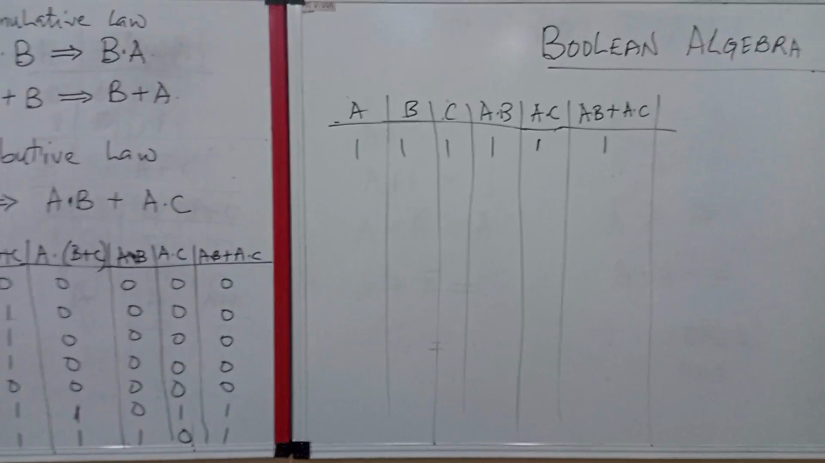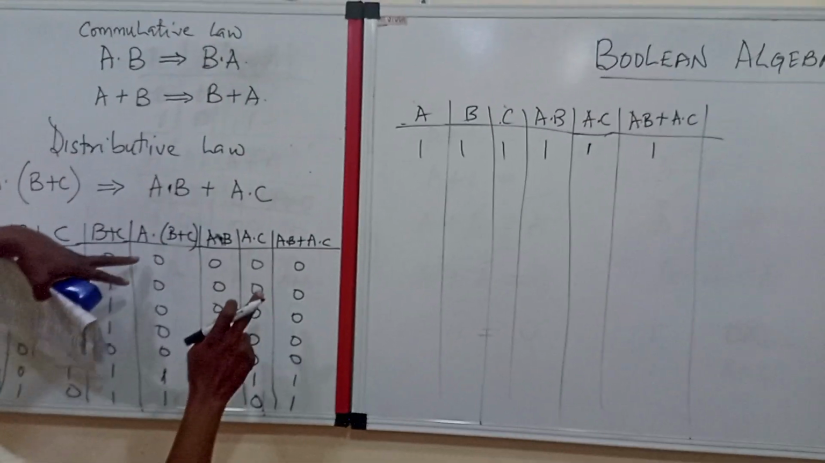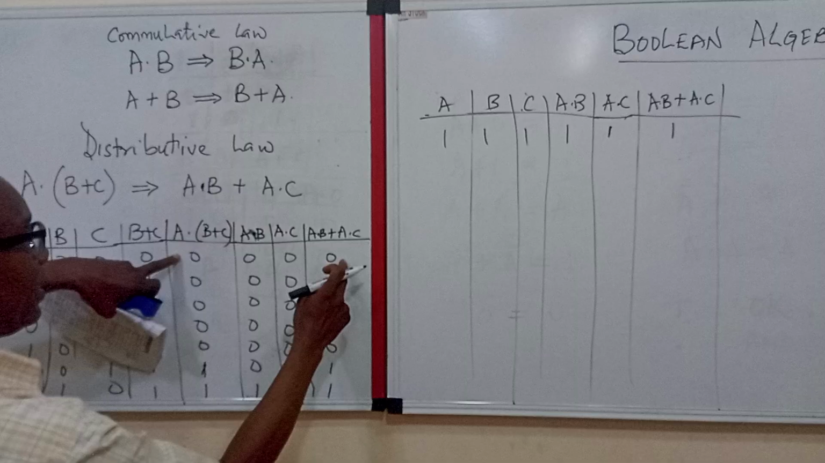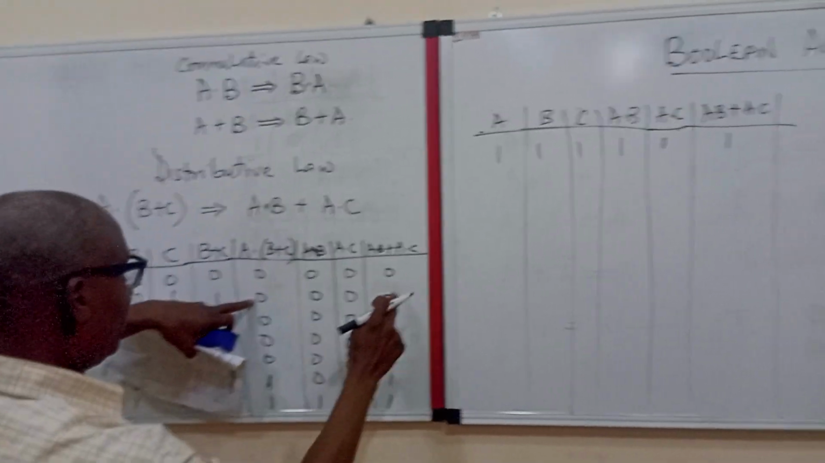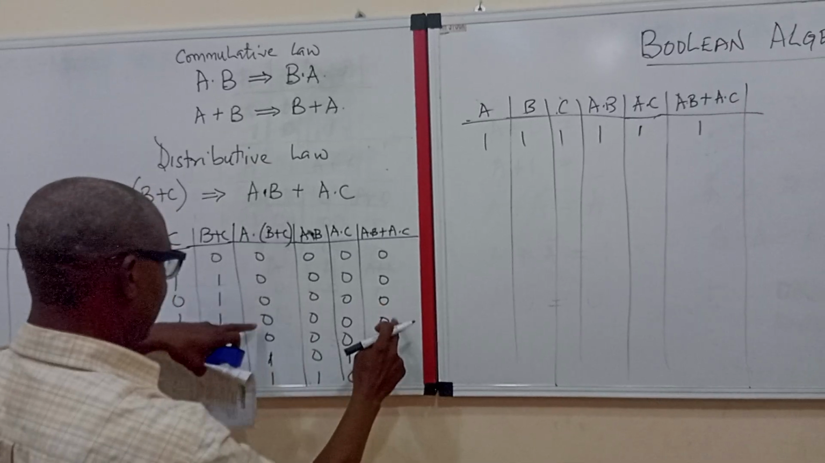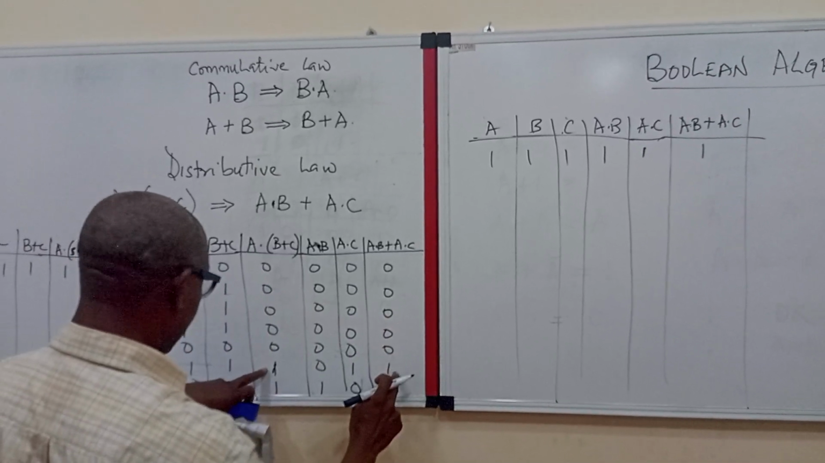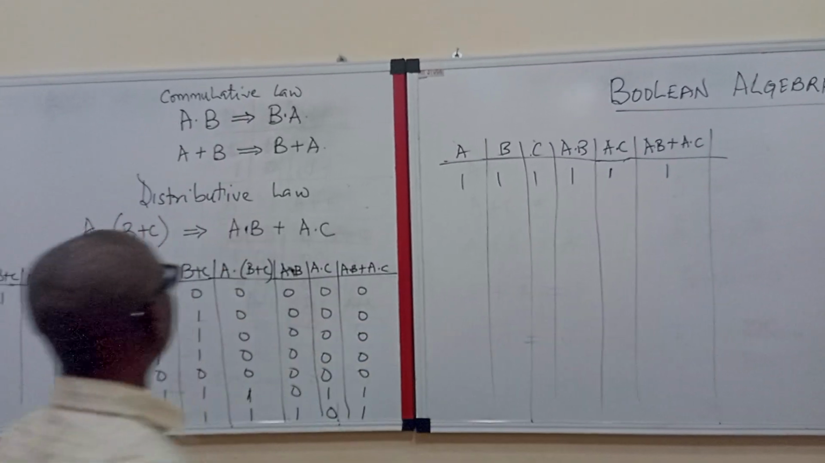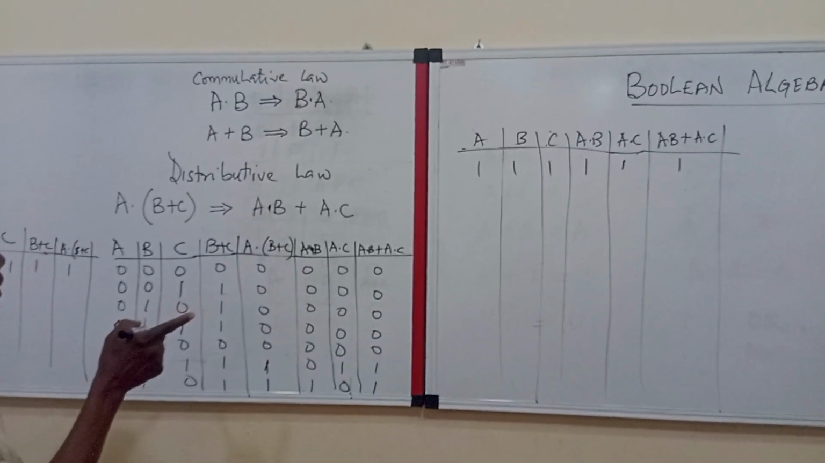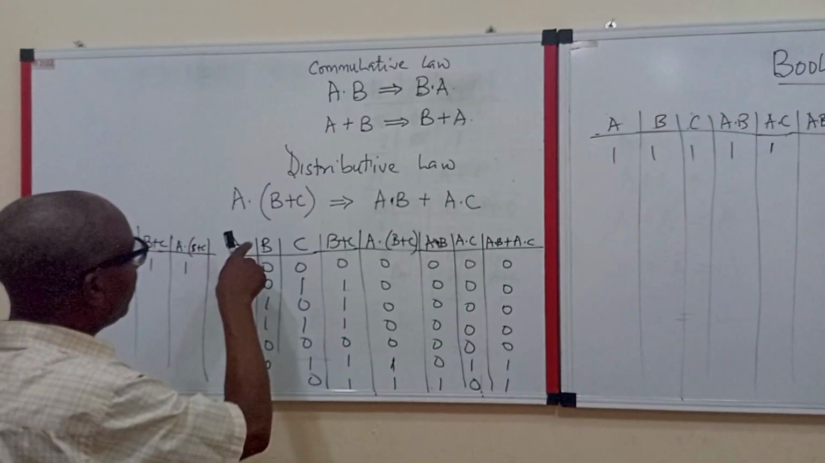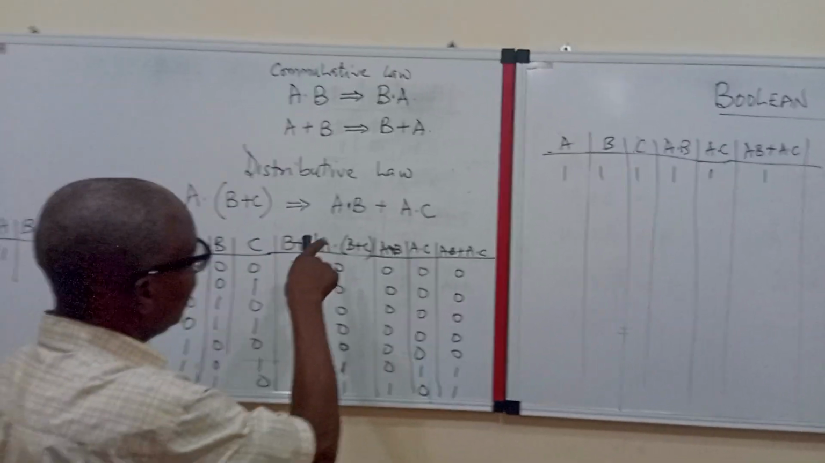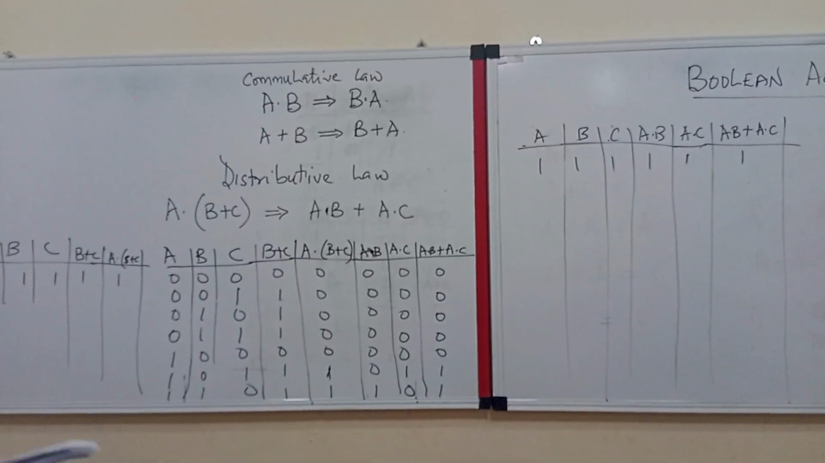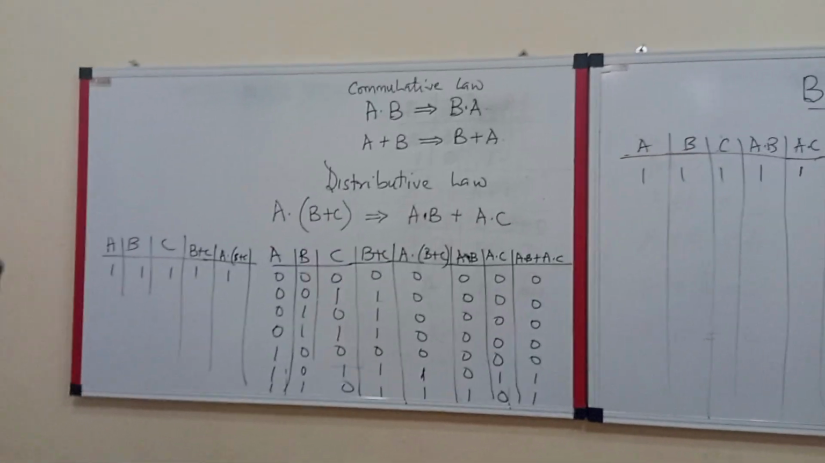Now, when we look at this truth table, we will see that A dot (B plus C) is the same thing as this. We go to the next line, it's the same thing, line after line, and we also have the same thing at the end. So that proves the distributive law: A dot (B plus C) is the same thing as A dot B plus A dot C.